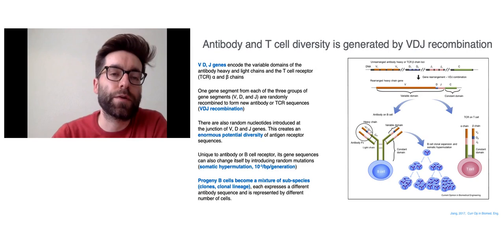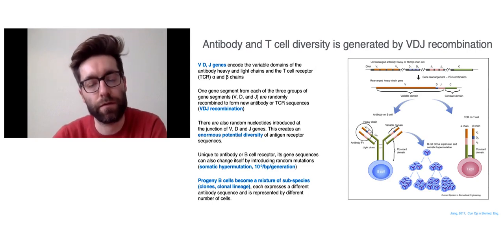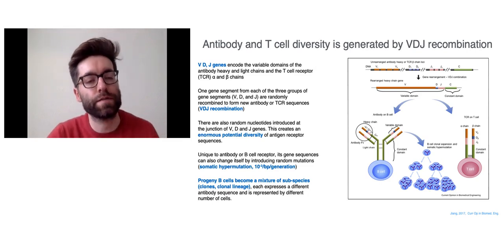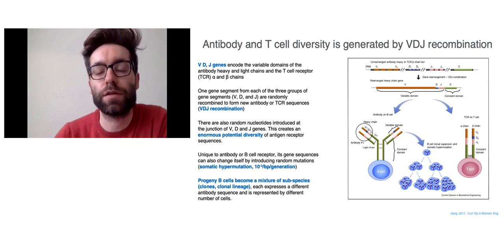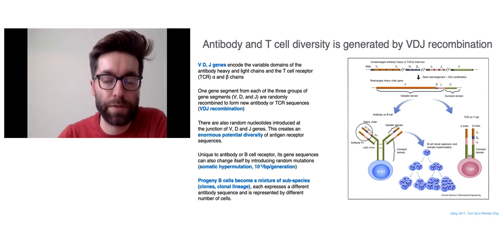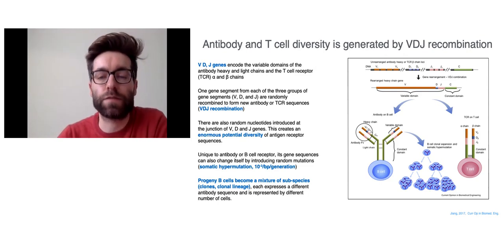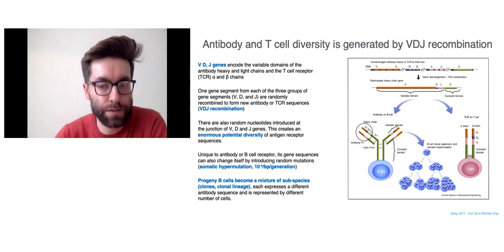So antibody and T-cell diversity is generated via VDJ recombination. This is one of the fundamental mechanisms that one should know if one is deciding to start in this field or if one is working in this field. And what is happening here is that one V, one D, and one J gene usually are recombining to form the variable domain, and this is true for both B cells and T cells. And this is one way of diversifying immune receptors or for getting this high diversity.